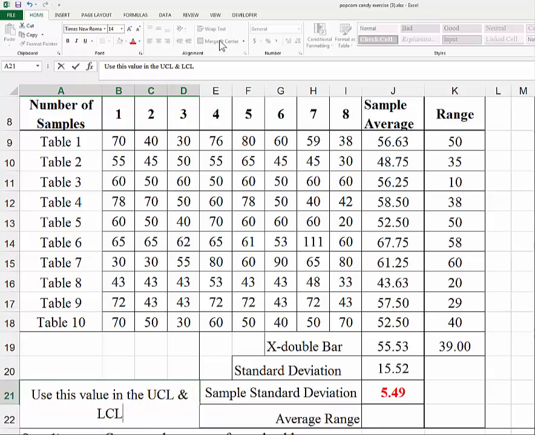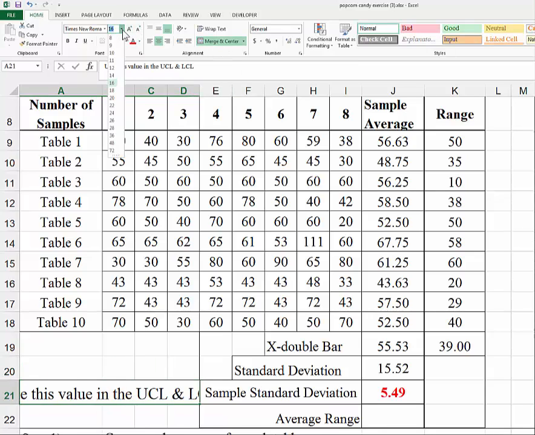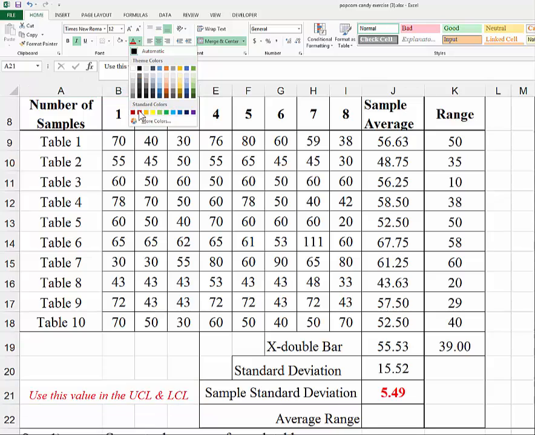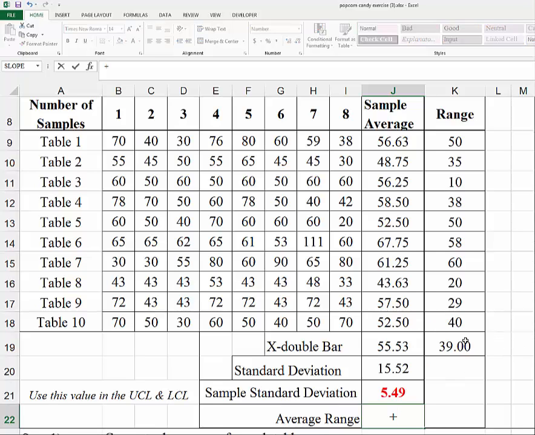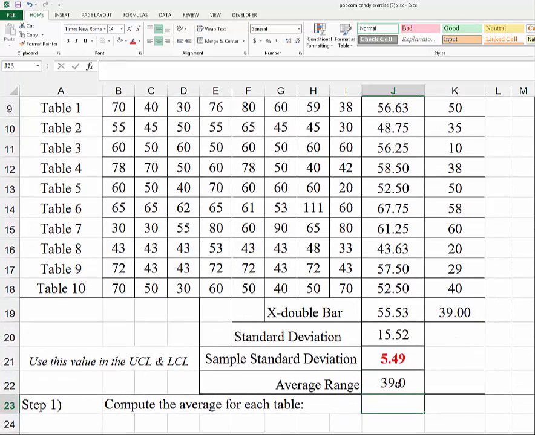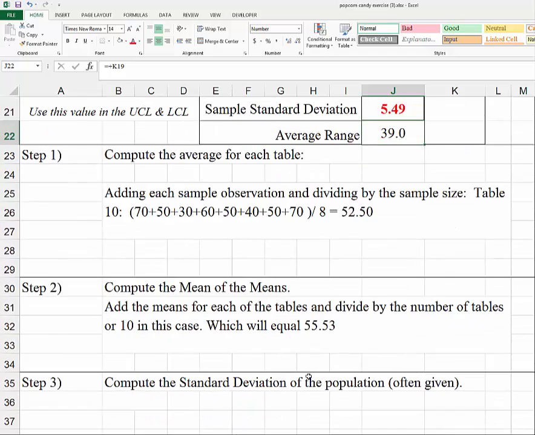And the LCL calculation. Make that a little smaller so you can read it. And then the average range. Well, we've already computed that. That's right here. That's 39. So we'll just hit equals and hit that. And we've got that. So let's go down here.